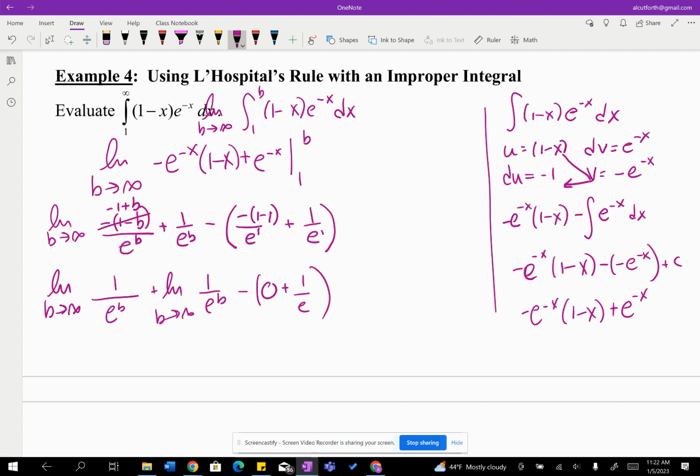And now if we were unsure before that original limit also goes to 0 because the exponential function in the bottom grows faster, now we definitely know that this is going to go to 0 because e is going to keep getting bigger and bigger and bigger. So 0 plus 0 minus 0 minus 1 over e is equal to negative 1 over e. Told you this one was going to be fun. Converges to negative 1 over e.